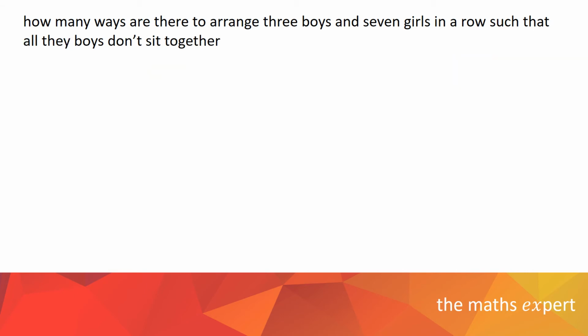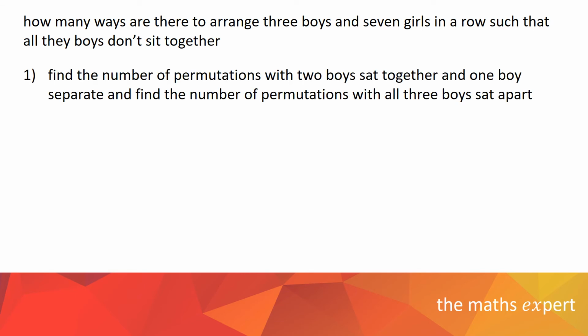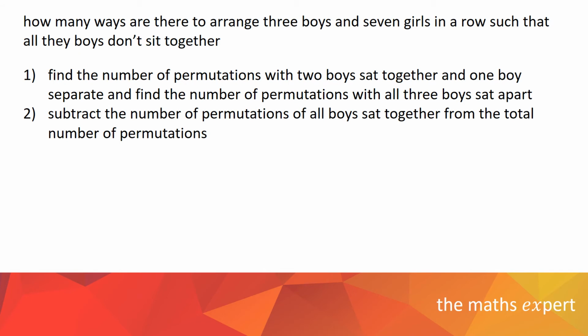Now let's look at the next follow-up to this same question. There are 2 ways to think about this problem, such that we can find a number of permutations where all the boys don't sit together. Firstly, I can think about the number of permutations where only 2 boys sit together, then the number of permutations where no boys sit together, and then add them together to find the total. Or, I can think about the total number of permutations and subtract the number of permutations where they all do sit together.